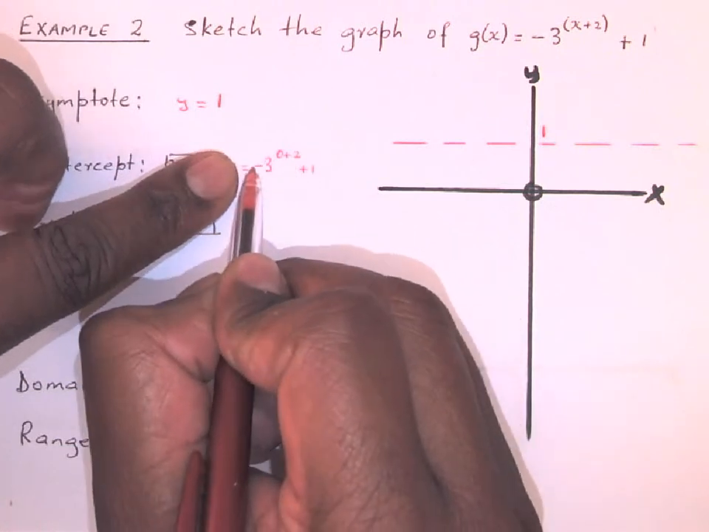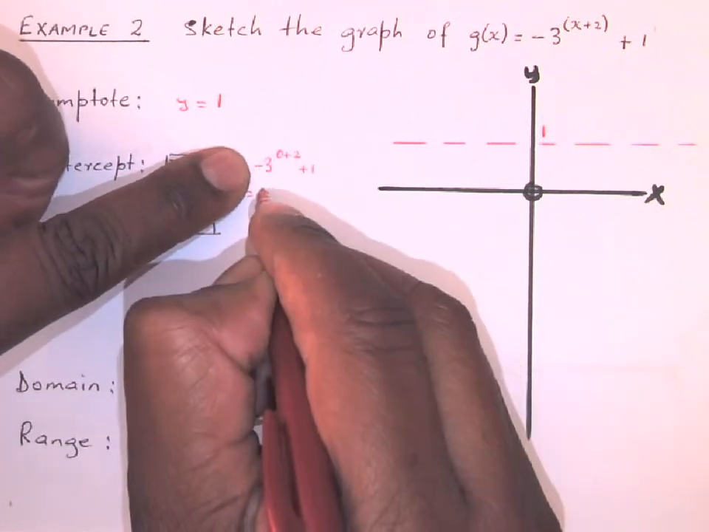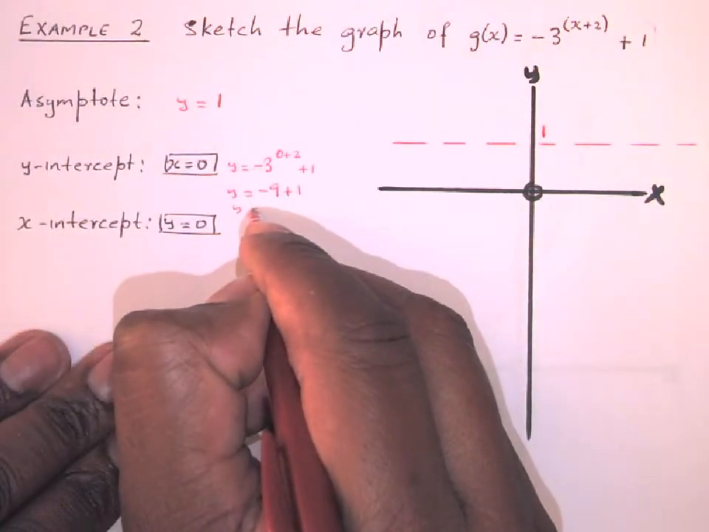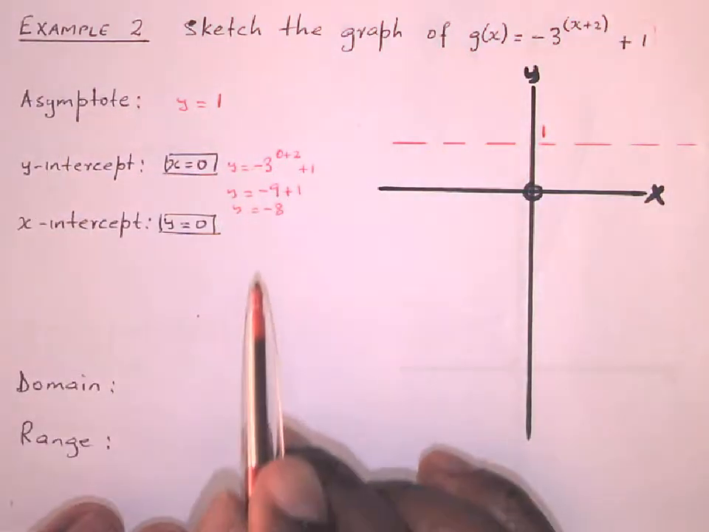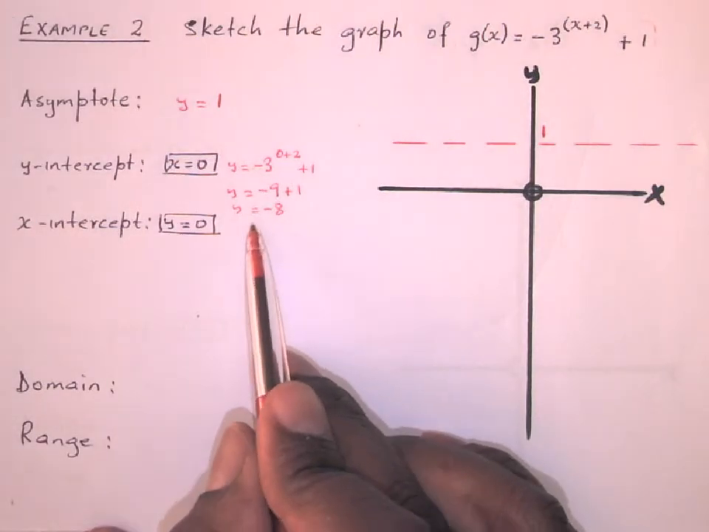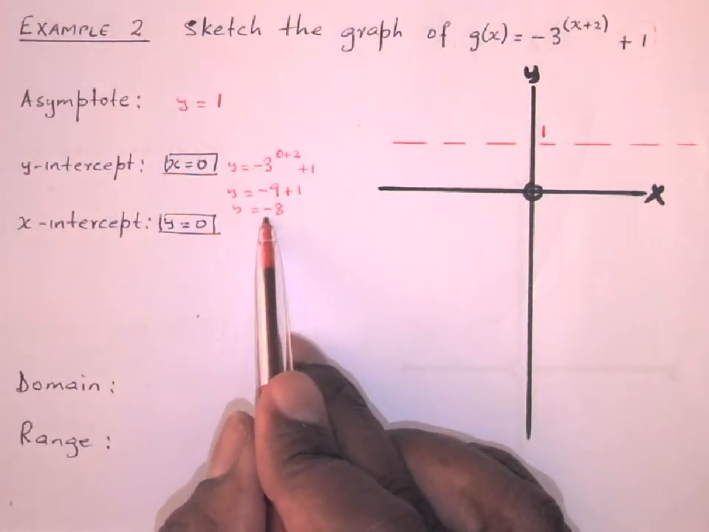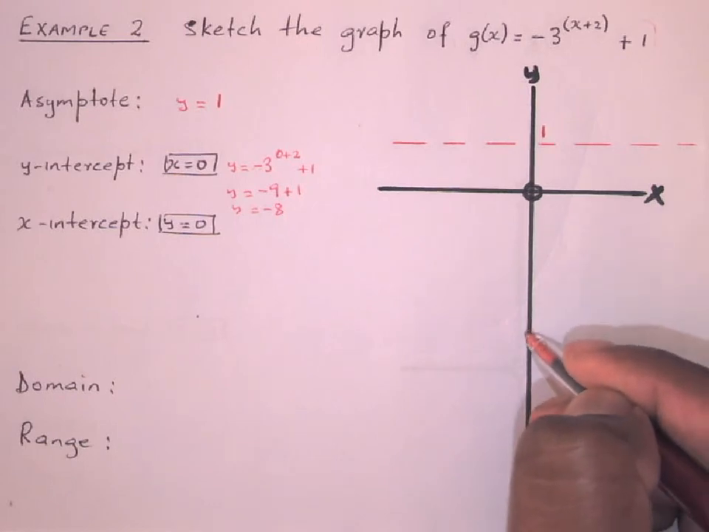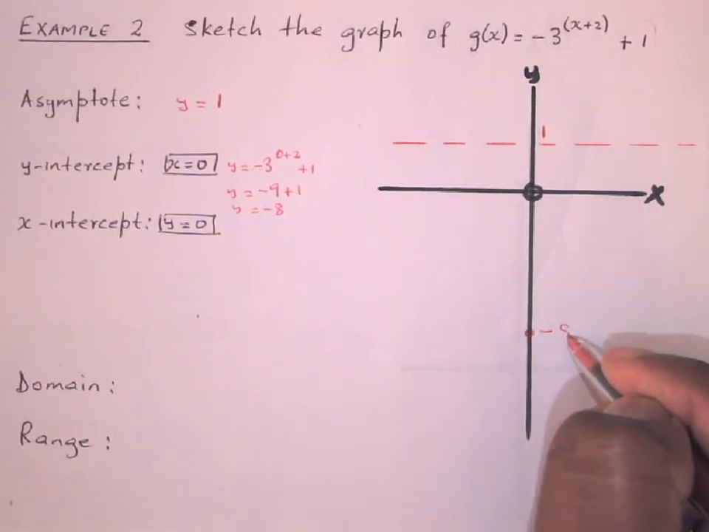Then times a negative number gives a negative 9, then plus 1. So y is equal to negative 8. So the graph now will cut the y-axis at y equals negative 8. Let's put the negative 8 there.